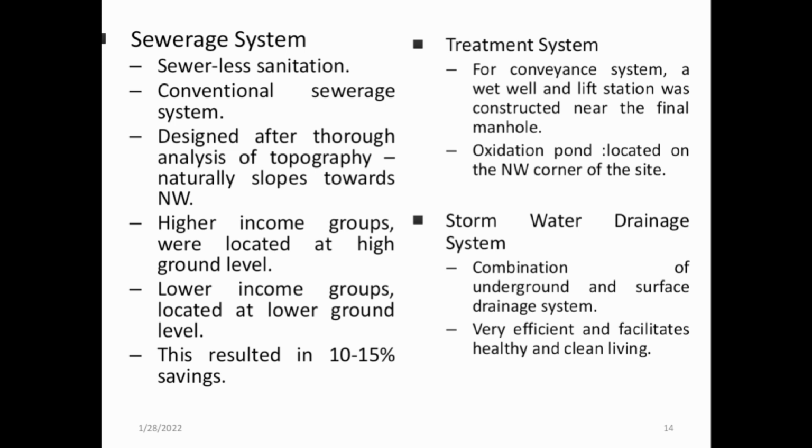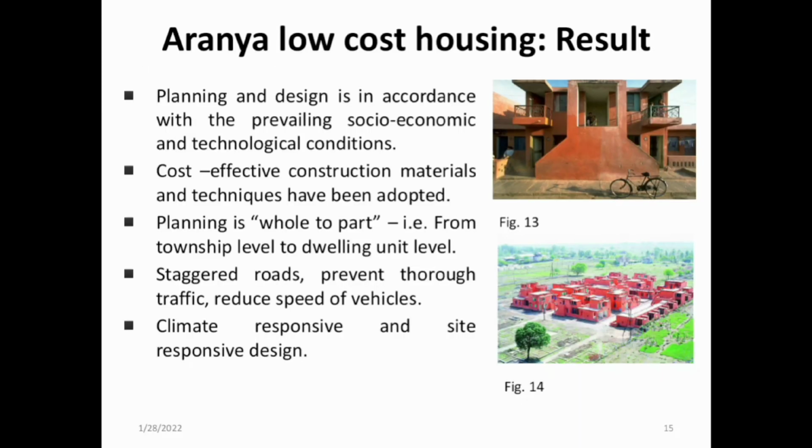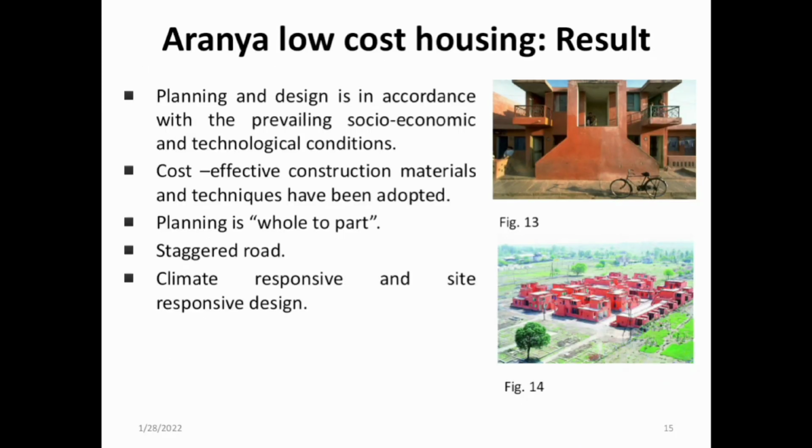Storm water drainage system. A combination of underground and surface drainage system was designed. Underground was used for wider roads and surface drainage for internal roads, which was very efficient and facilitated healthy and clean living. It understood the traditional Indian habits.